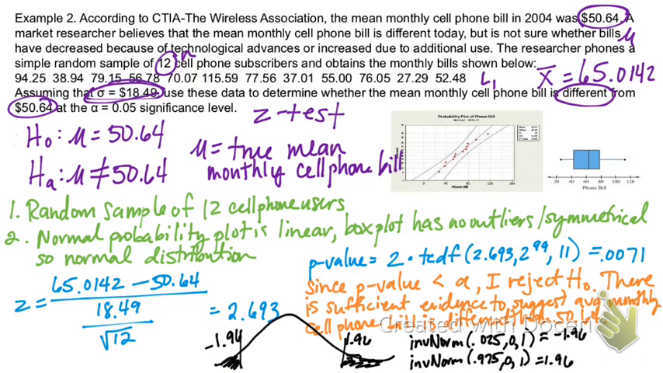So once you get your two critical values, you take your test statistic, which is 2.693, and see if it falls within one of the rejection regions. So it's either in one or the other. But if it's in at least one, then you reject.